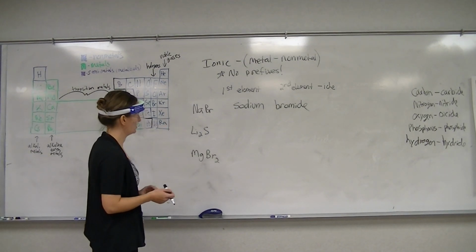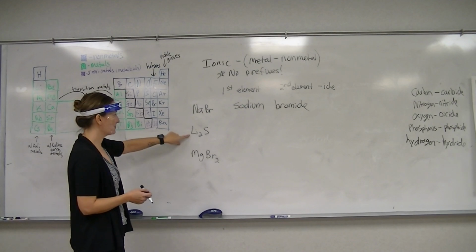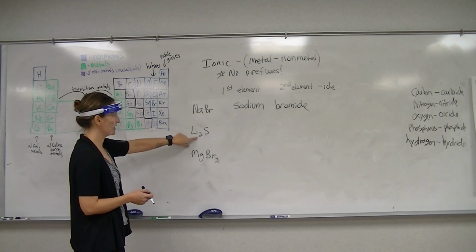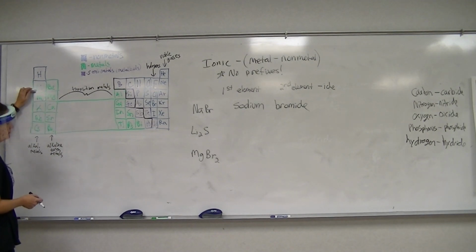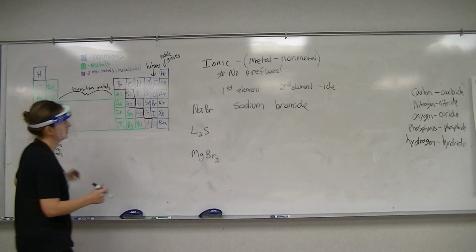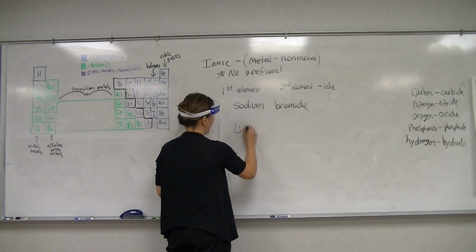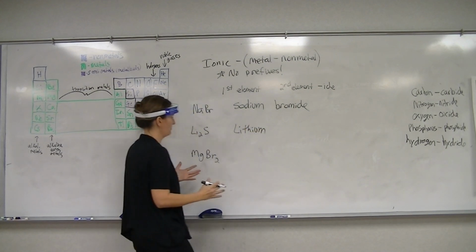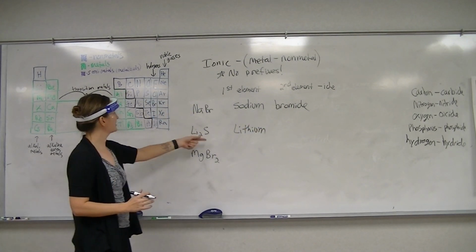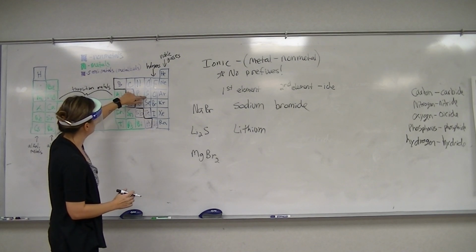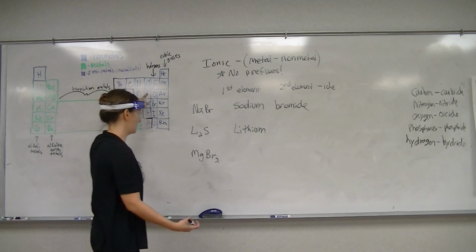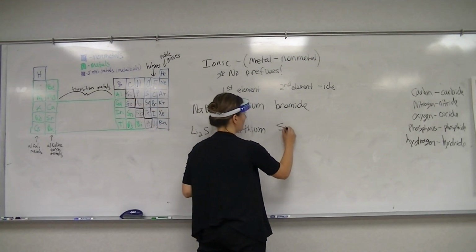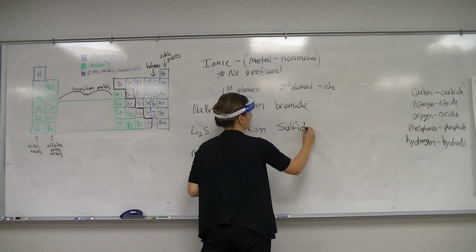Looking at the next one. Notice there's 2 lithiums, but we're not using prefixes. We're not going to write di. We're just going to look up the Li, lithium, alkali metal, and name it just how it's written on the periodic table. So it's just lithium. S, the nonmetal portion, is sulfur, so we just change that with an -ide ending. So instead of sulfur, sulfide.